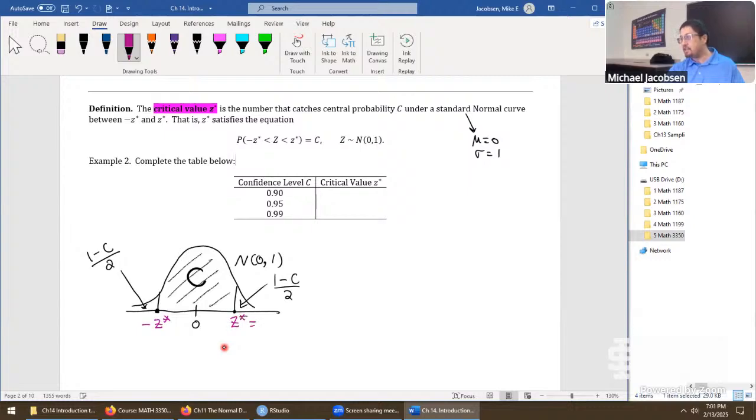It comes from right here, and the syntax would just be qnorm, 1 minus C divided by 2. Because the parameters we give it are 0, 1, we don't have to state anything further. RStudio is just going to default to the standard normal distribution. But if we want positive Z star, the last thing we want to put is lower.tail equals FALSE. So that will give us any critical value whatsoever.